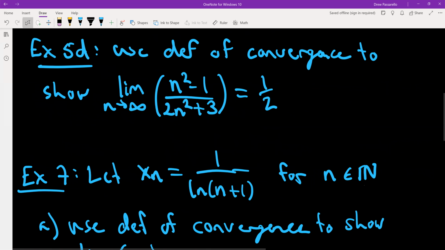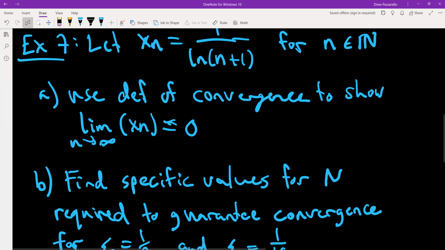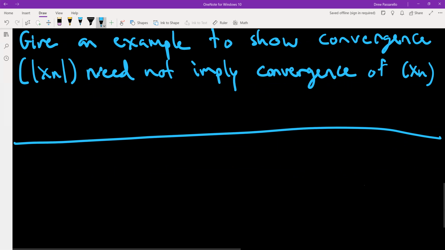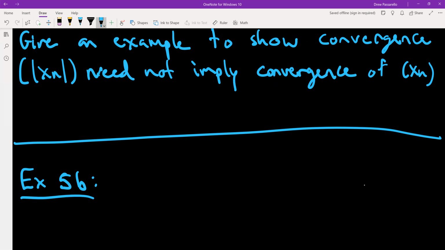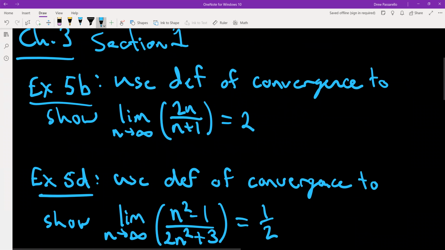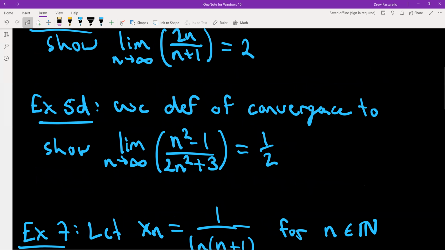Okay, so I'm going to go through these fairly quickly. And again, I do sort of a strategy for finding the necessary capital N index. So let's go ahead and get started. So this is 5b, and we're showing this, 2n over n plus 1, that sequence converges to 2.